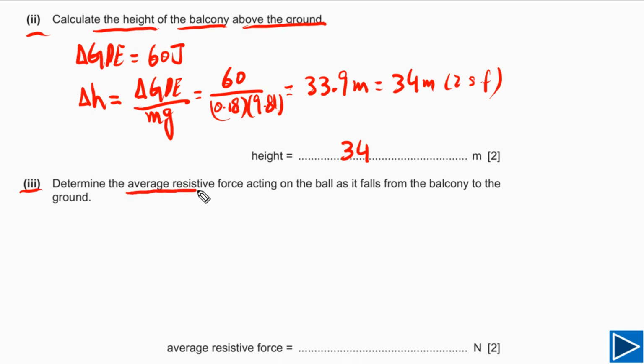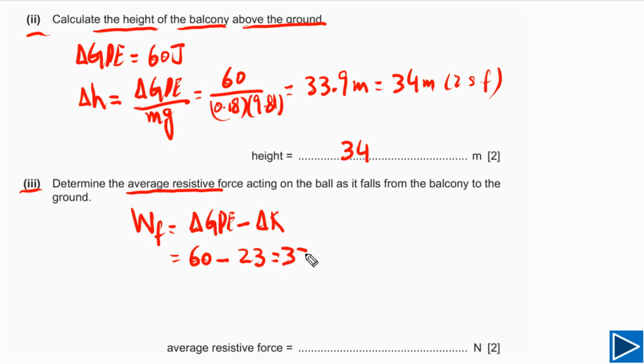Third part is asking us to calculate the average resistive force acting on the ball. For this concept, we need to use the law of conservation of energy. In this case, the work done by resistive forces is equal to the change in mechanical energy, meaning the change in gravitational potential energy minus the change in kinetic energy. Change in gravitational potential energy is equal to 60, and the change in kinetic energy, in this case the work done by resistive forces, is equal to 37 joules.